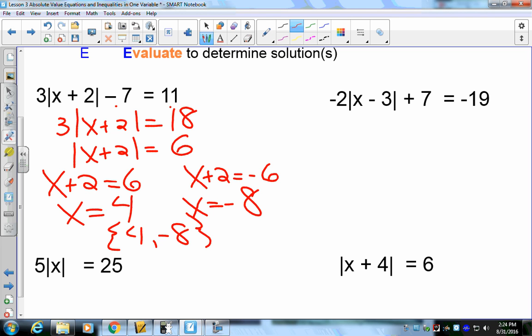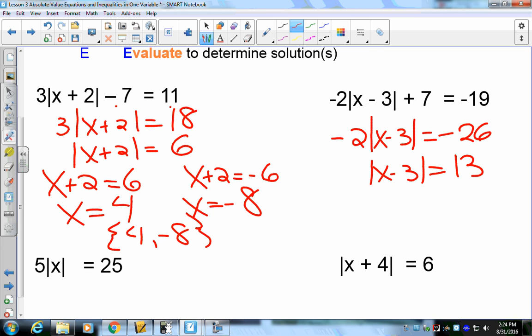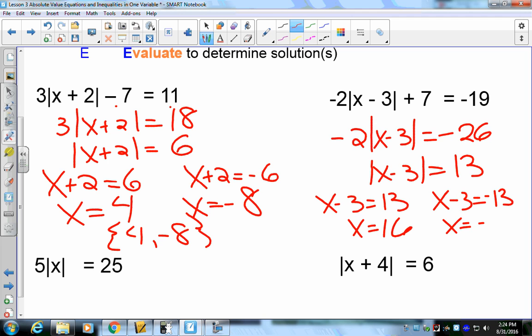All right, the next one, negative 2 times the absolute value of x minus 3 plus 7 is equal to negative 19. So same thing, start by isolating. I'm going to subtract 7 from both sides, and I get negative 26. Divide both sides by negative 2, and I get 13. So now I set up my two equations, and I'm going to add 3 to both sides. So I get 16 and negative 10. And once again, when you check them, they work. And I know they actually work, so make sure you're actually checking them.